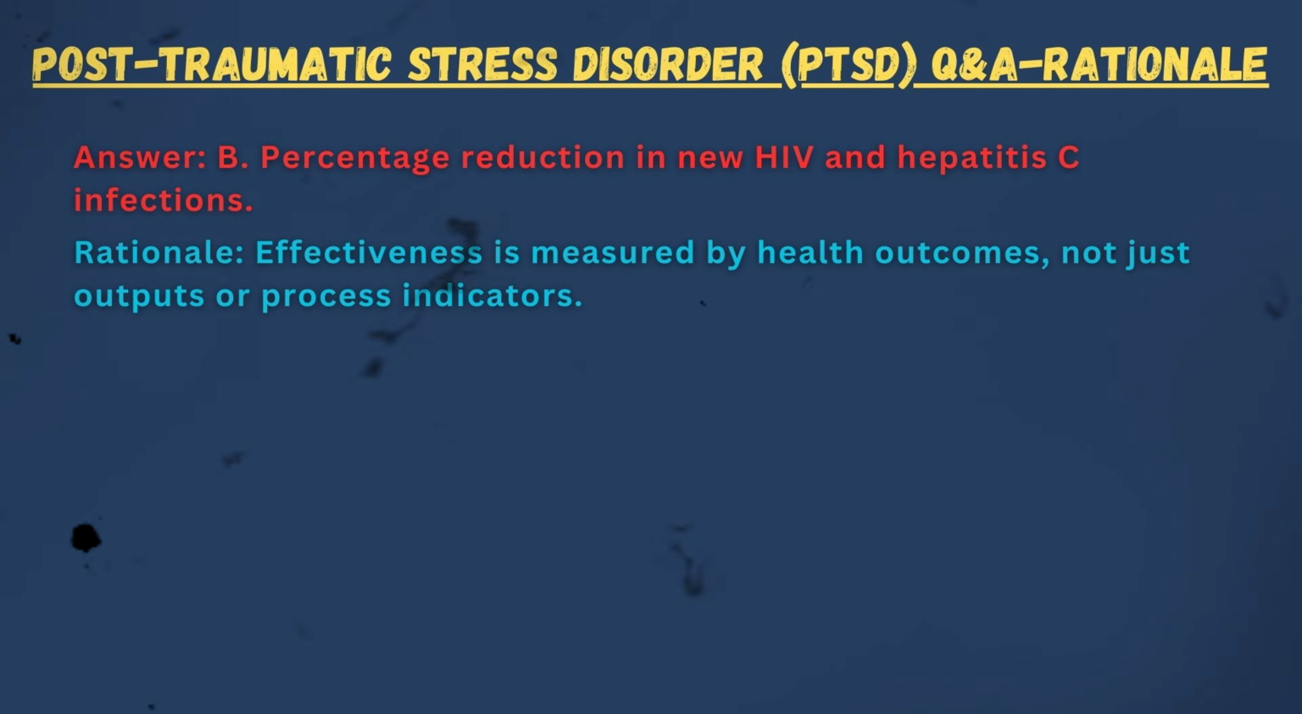Answer. B. Percentage reduction in new HIV and hepatitis C infections. Rationale. Effectiveness is measured by health outcomes, not just outputs or process indicators.